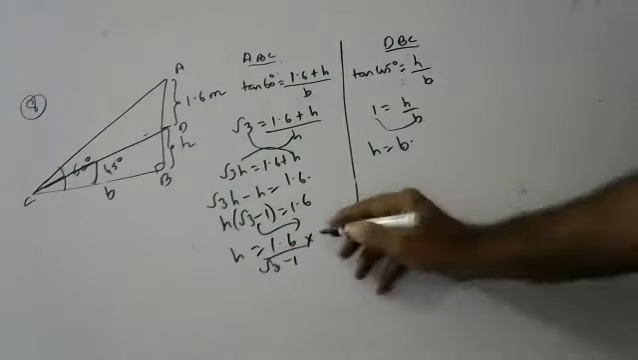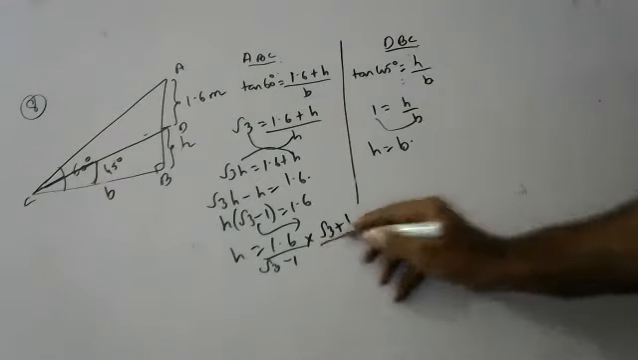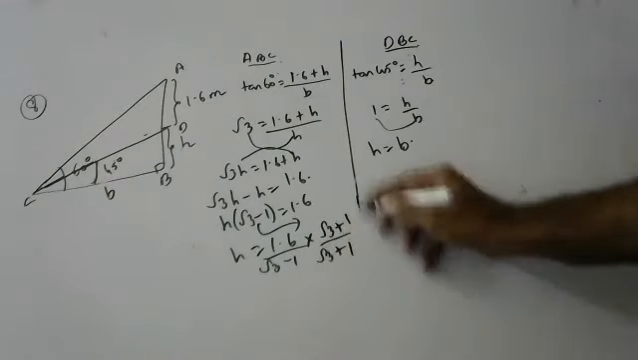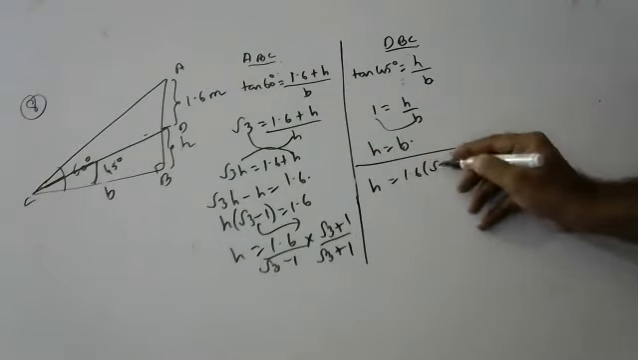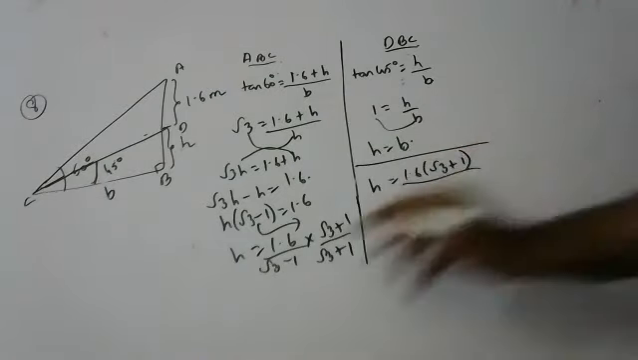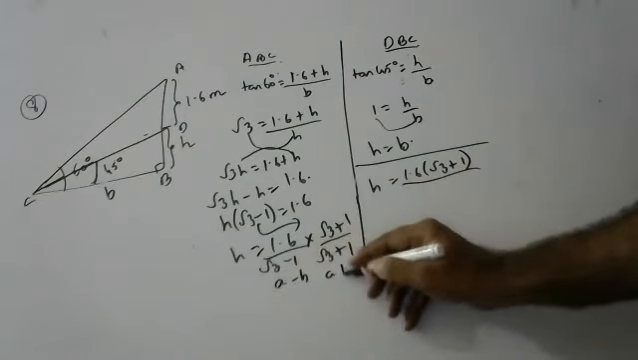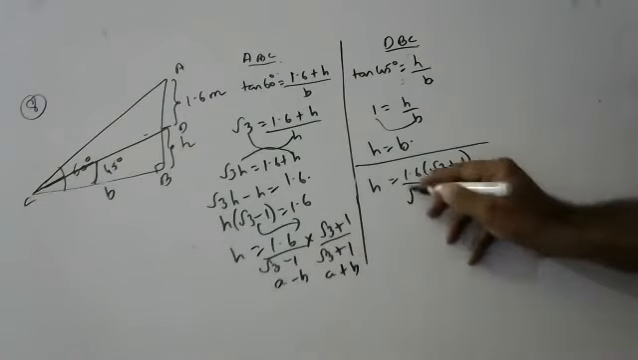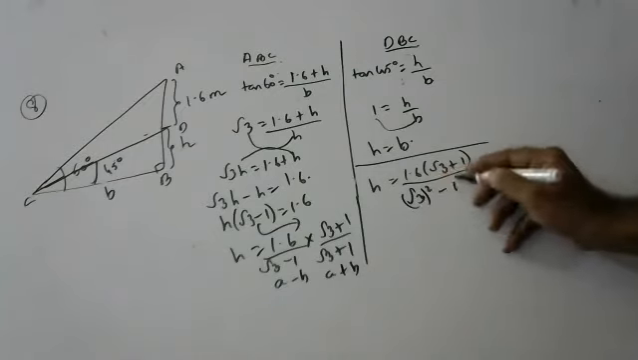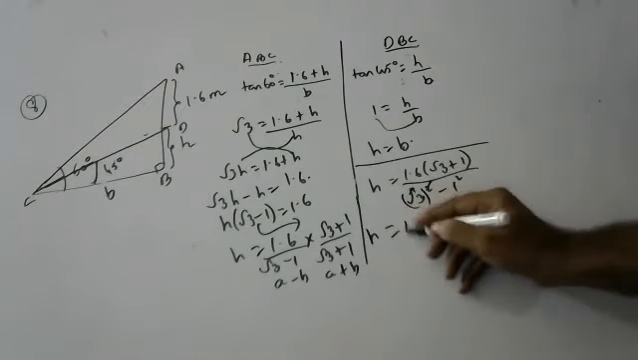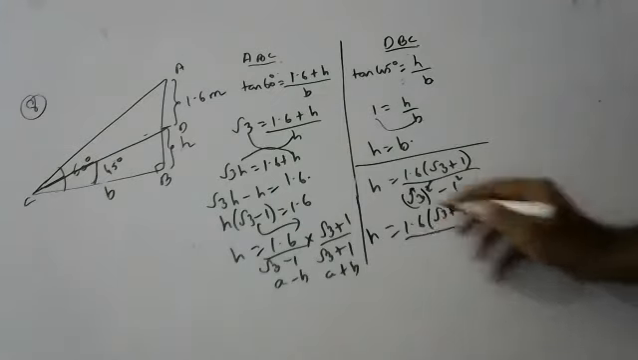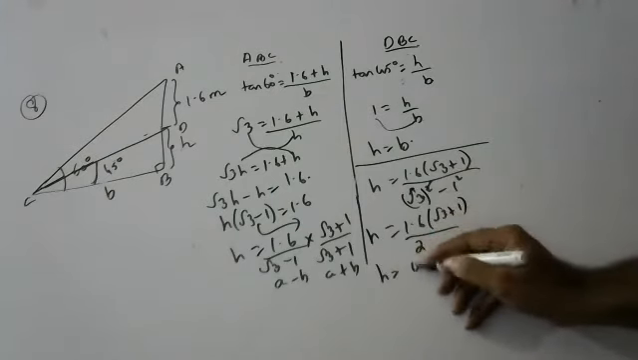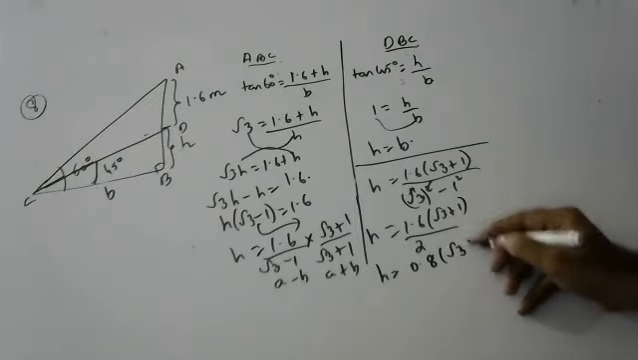Rationalize. How do you rationalize? Multiply by root 3 plus 1. So h is equal to 1.6 into root 3 plus 1 by a minus b into a plus b, which is a square minus b square. Root 3 whole square minus 1 square. So h is equal to 1.6 into root 3 plus 1 by 3 minus 1, which is 2. h is equal to 0.8 into root 3 plus 1.